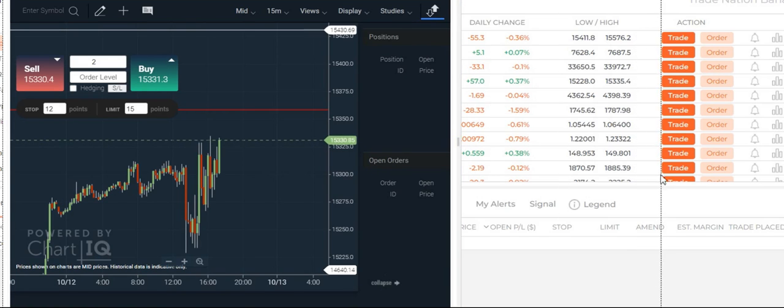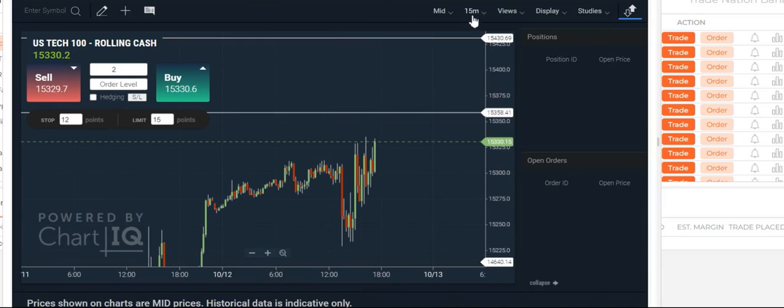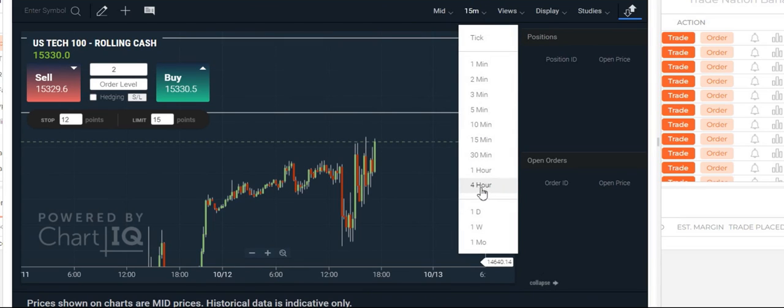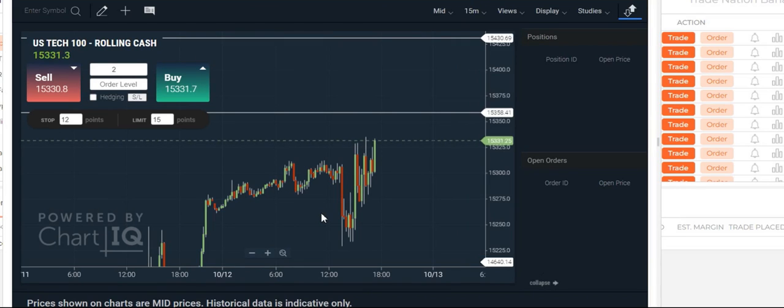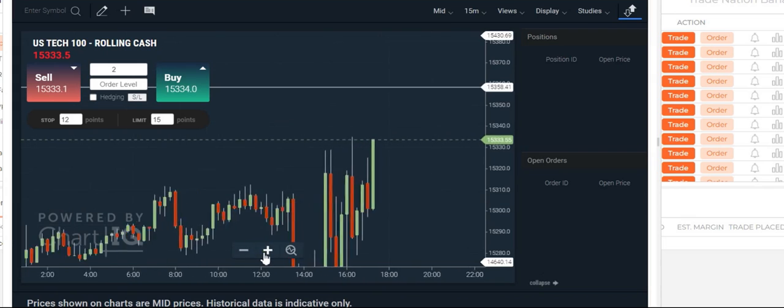Nice and simple. Low contracts, but effective. And this is during market open, so this is not pre-market.